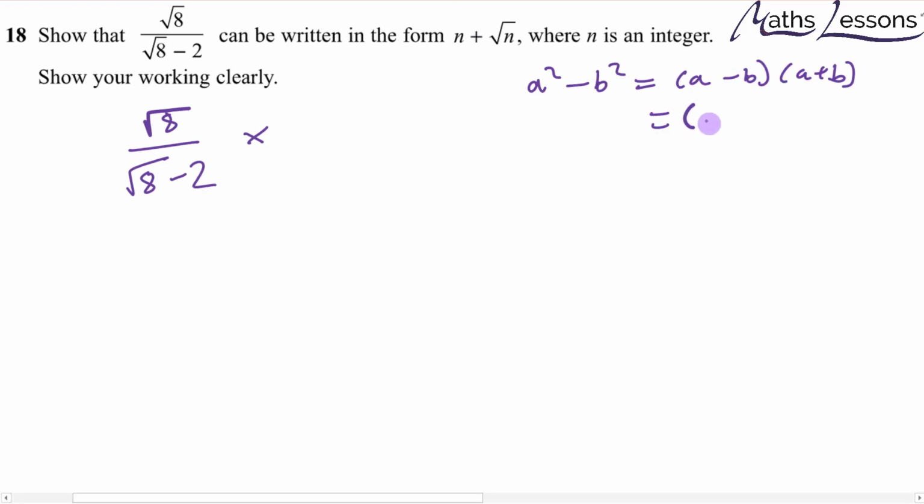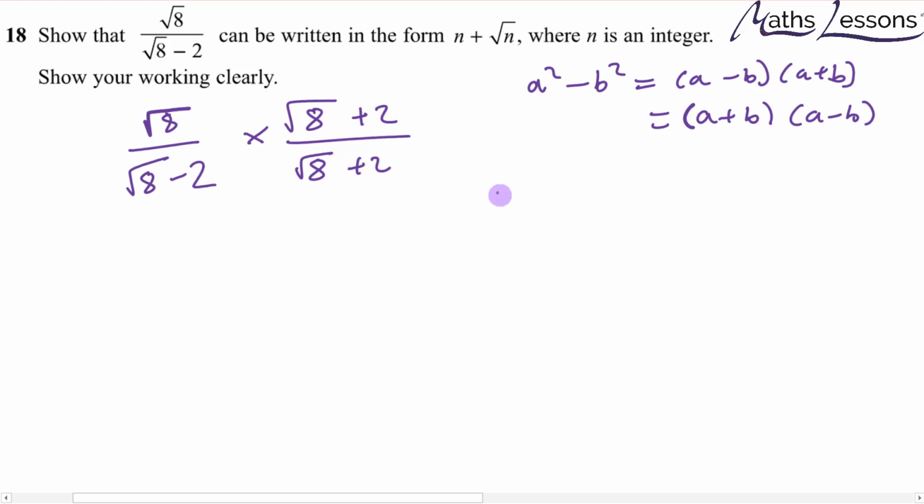And the order of that doesn't really matter. You could have a plus b times a minus b if you wanted. Because of this, when you times these two things together, you get two square numbers, which means the square roots disappear. So we're going to times by square root of 8 plus 2 over the square root of 8 plus 2. If you times top and bottom by the same number, you're effectively timesing by 1, so it doesn't change.